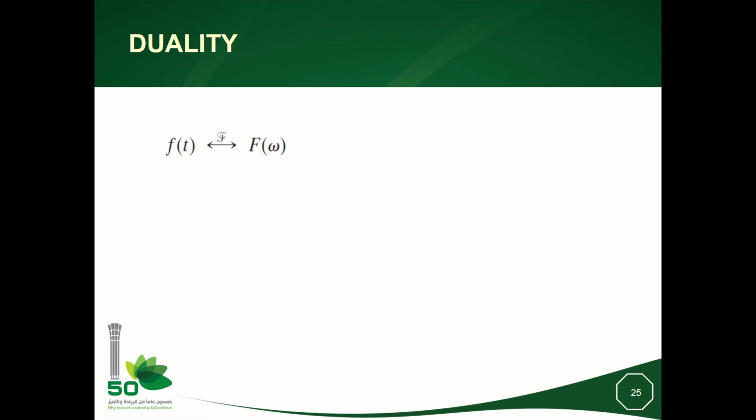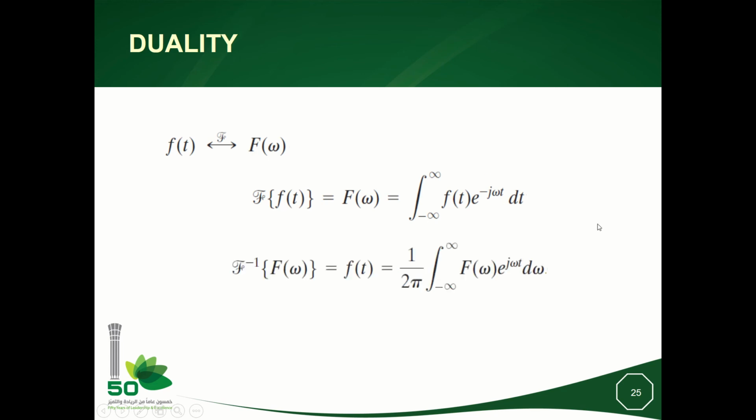The duality is one of the important properties of the Fourier transform. And we start always with the Fourier transform pair. f of t gives F of omega by the Fourier transform, and F of omega by the inverse Fourier transform gives f of t. So the Fourier transform is given by this relation, and the inverse Fourier transform returns back to our signal in time, and it is a function of the Fourier transform of f of t.